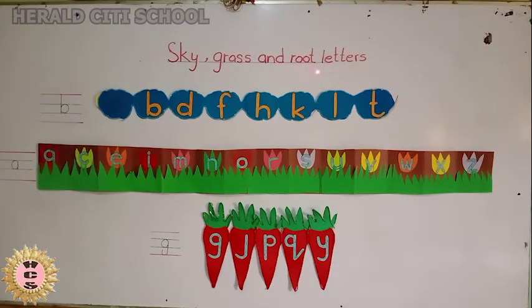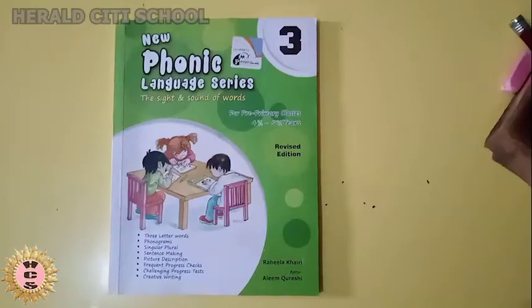Children, the last one is the root letters. Children, those letters which come on the last 3 lines are called root letters, like G, J, P, Q and Y. These are called root letters.